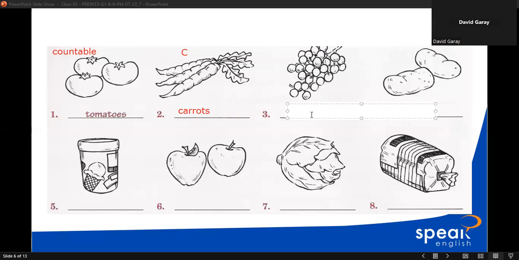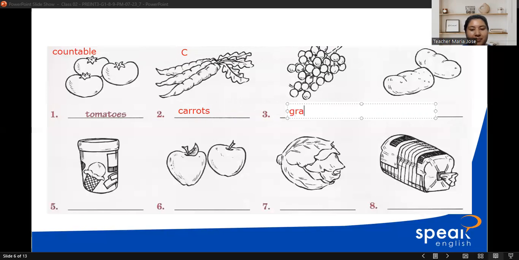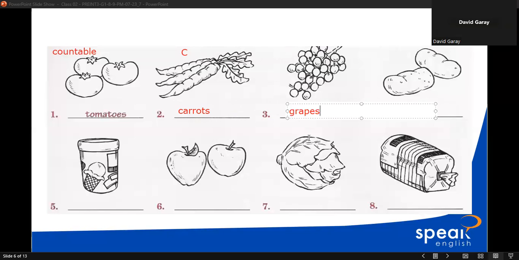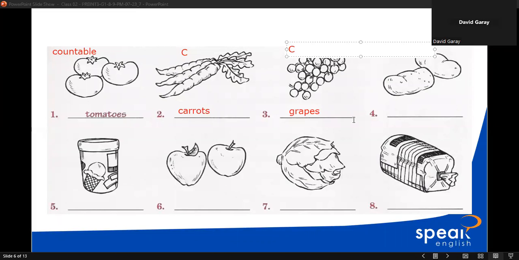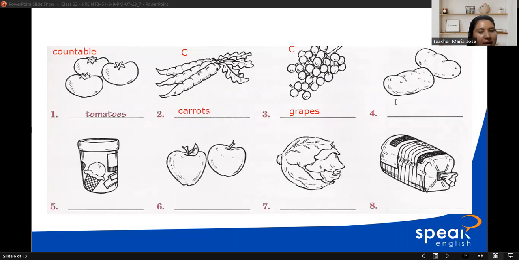Is grapes. Grapes. And this is countable? In this case, is uncountable. Are you sure? Or countable. Technically, you can count them. They are not that small, so you can count. Okay. Very good. What about the number 4, Gabriela?